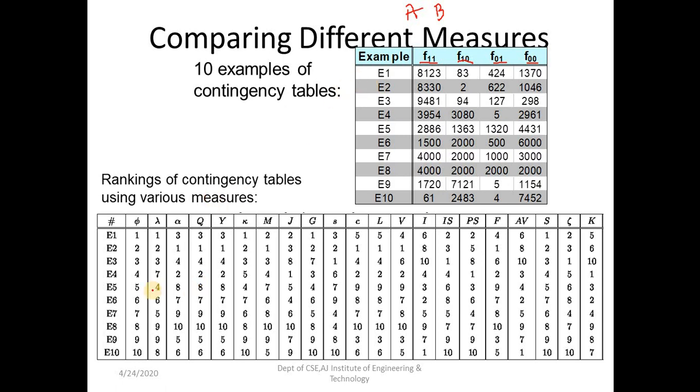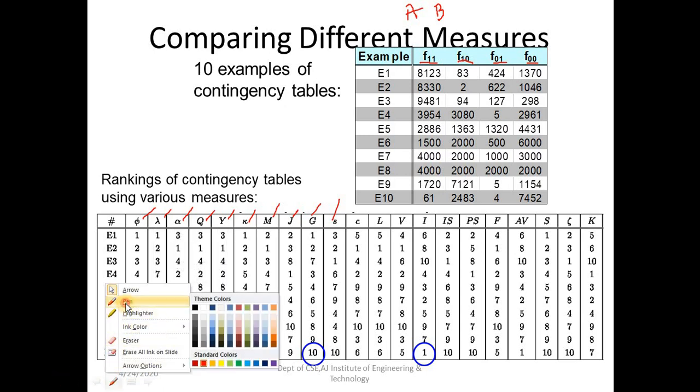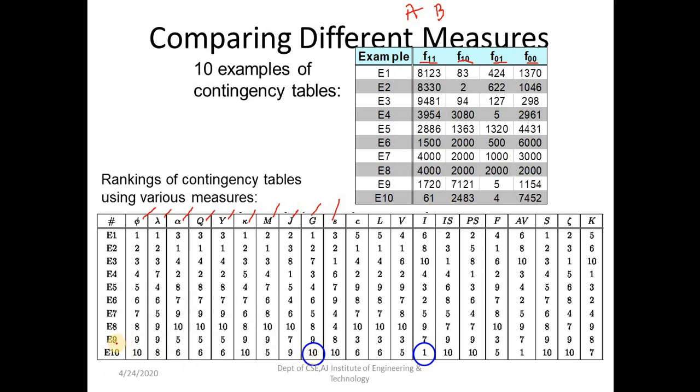Here they have given the ranking in this contingency table. You can see that there are 10 examples here, E1 to E10, and these are the symbols representing the various measures, such as Gini index and support. Now if you see over here, for example 10, Gini index has a ranking 10 and interest has a ranking 1.